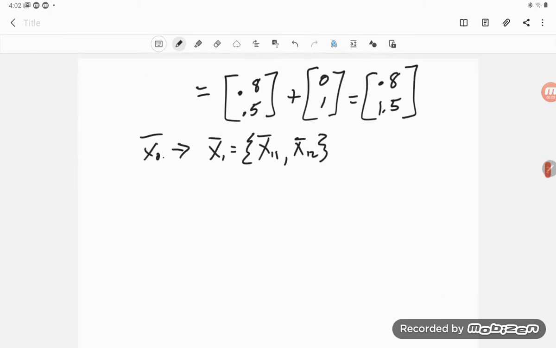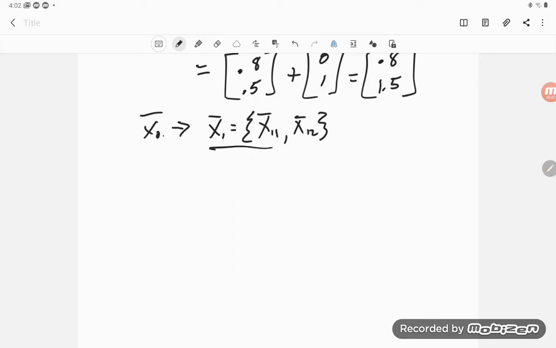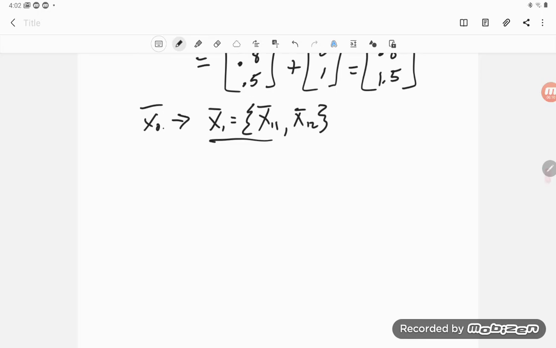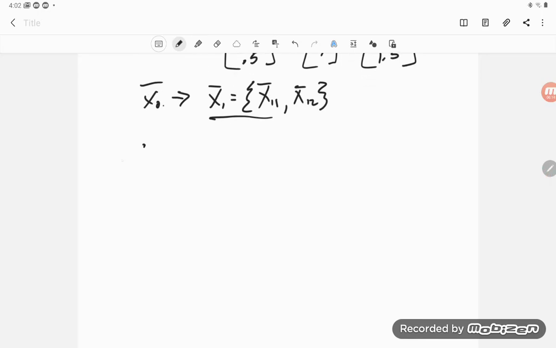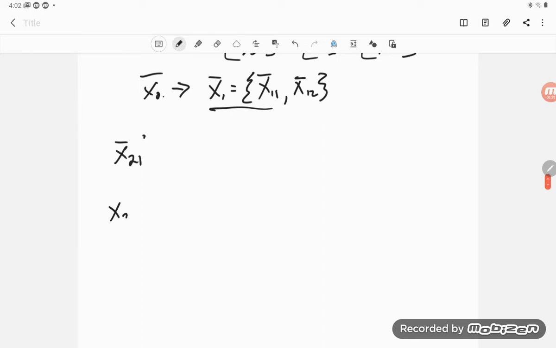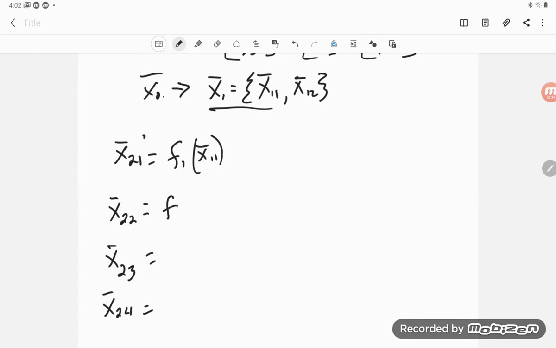Now, if I operate on that with my iterated function system, I will now have 4 points, because I will end up with an x21, an x22, an x23 and an x24. And I'll define each of those: this will be f1 of x11, this will be f1 of x12, this will be f2 of x11, and this will be f2 of x12.